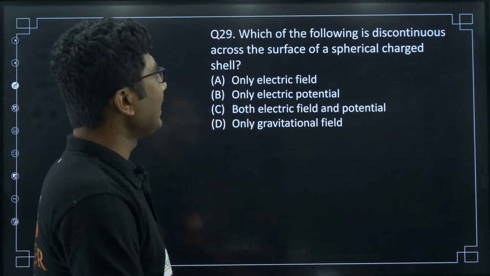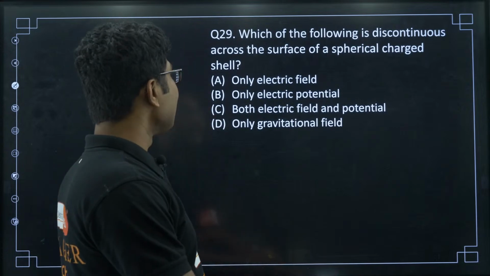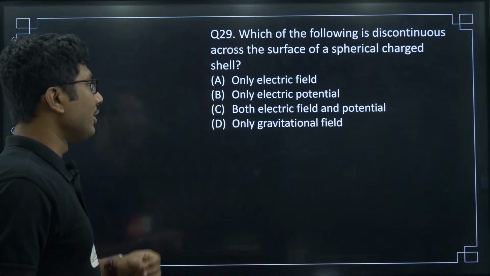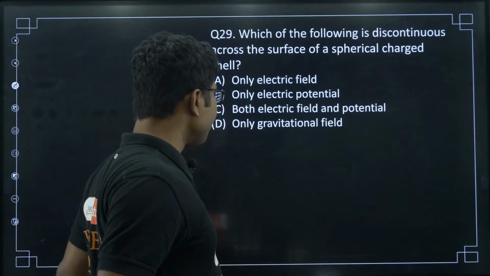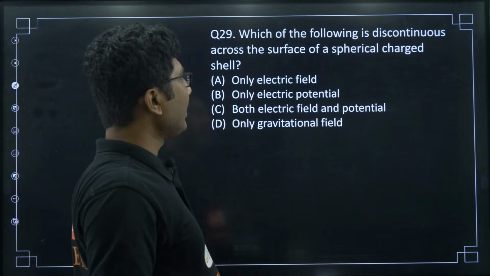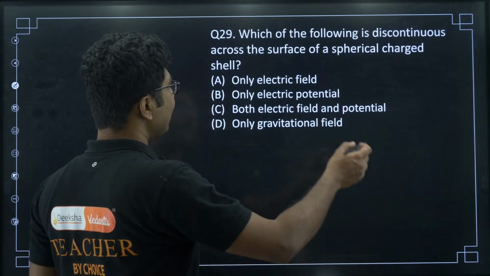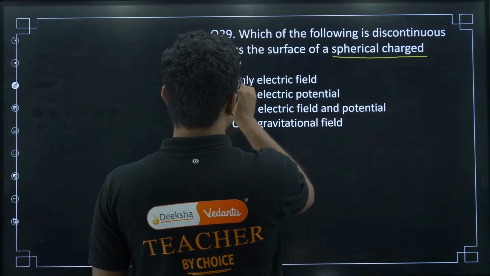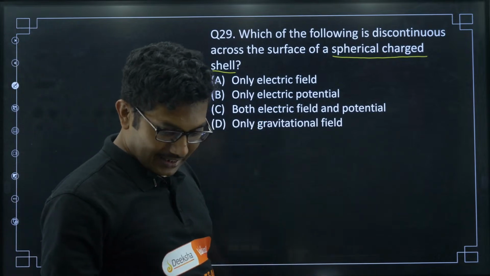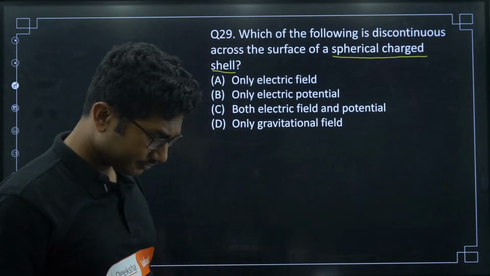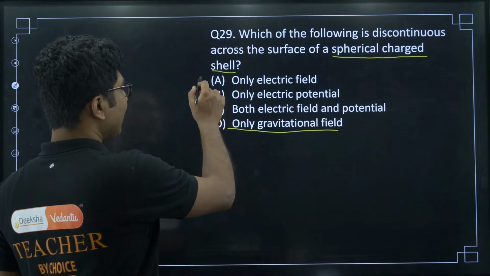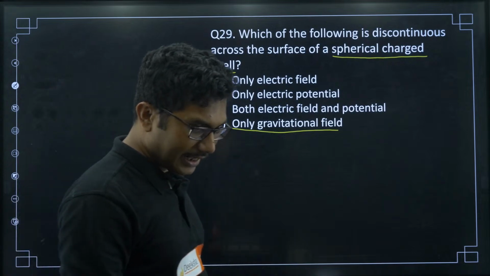Which of the following is discontinuous across the surface of a spherically charged shell? Only electric field, only electric potential, both electric field and potential, only gravitational field. Somehow the gravitational field is here, but the gravitational field has nothing to do with the charged sphere, so you can ignore this answer. The option should be among A, B and C.